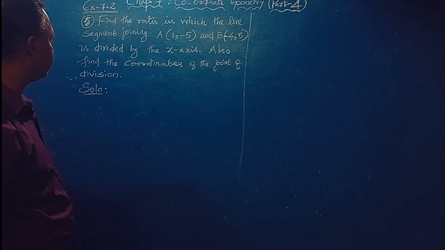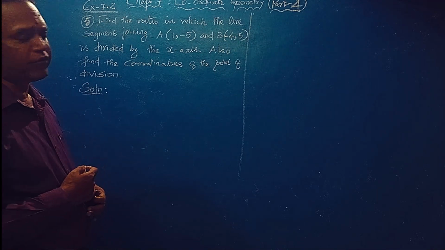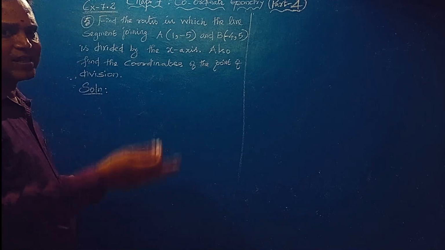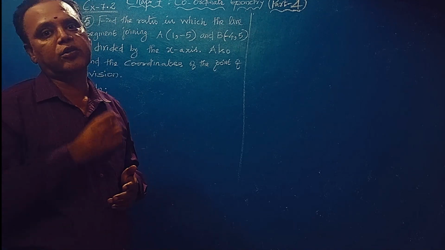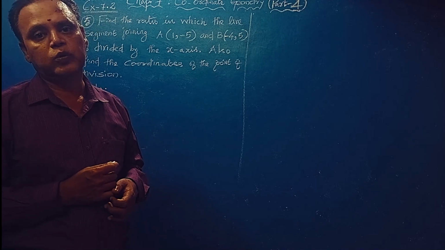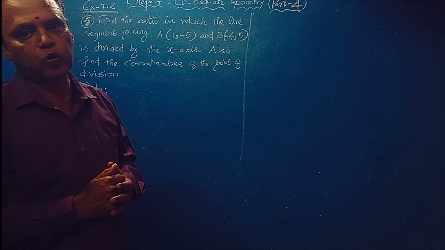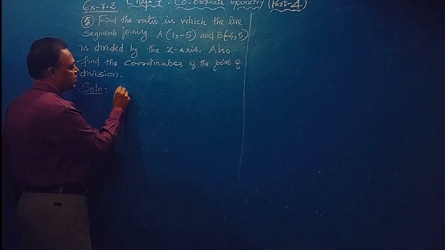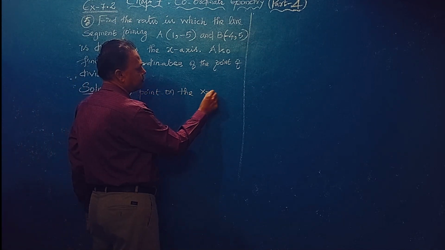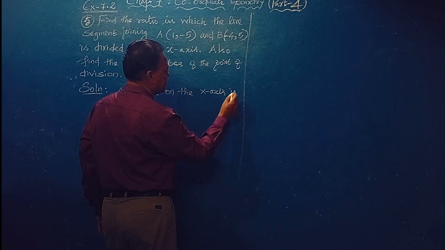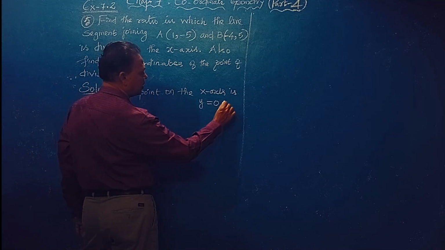Find the ratio in which the line segment joining two given points, (1, -5) and (-4, 5), is divided by the x-axis. Where the line is dividing the x-axis, that means any point on the x-axis has y equal to 0. So that concept you have to remember. Any point on the x-axis, y will be 0. It is given, right?